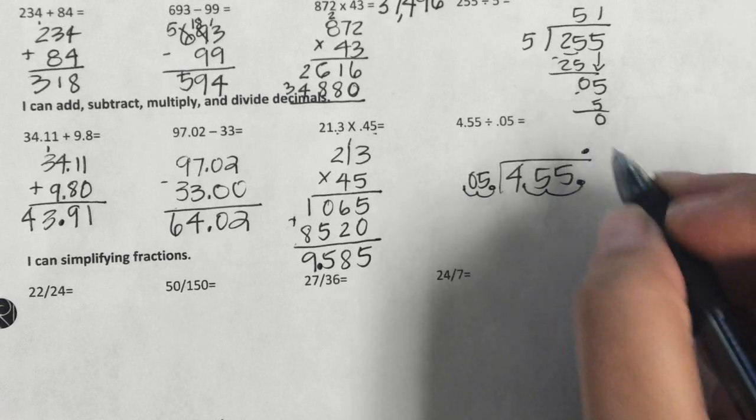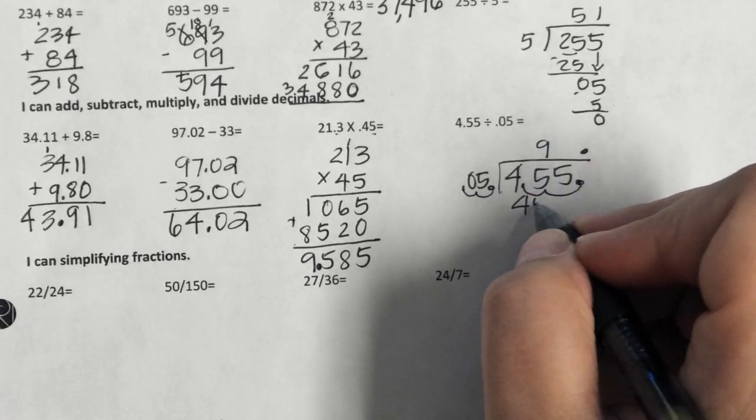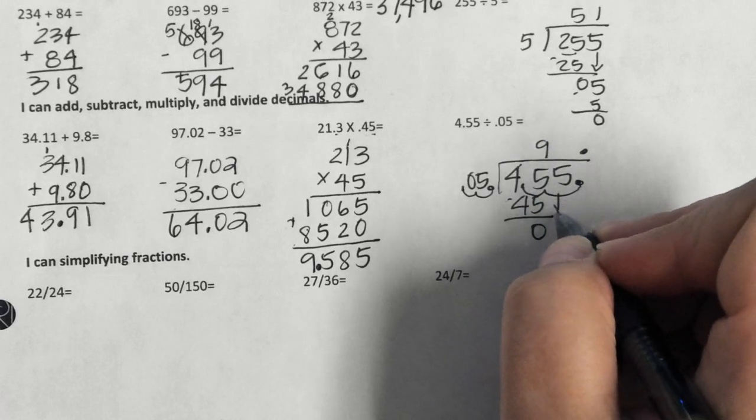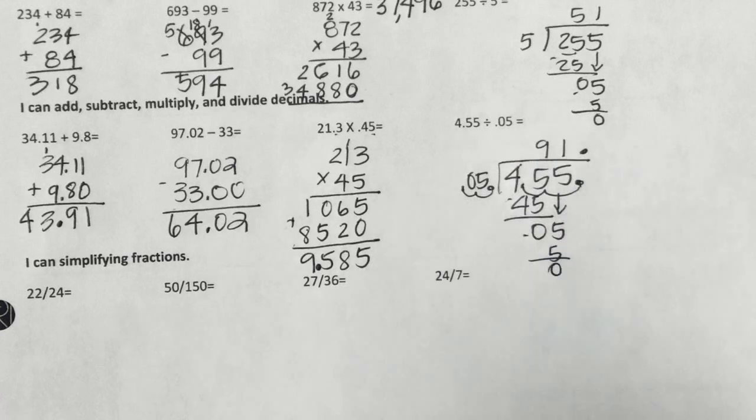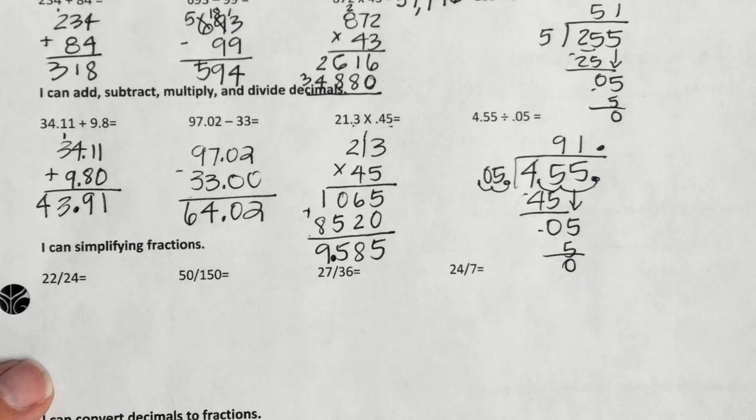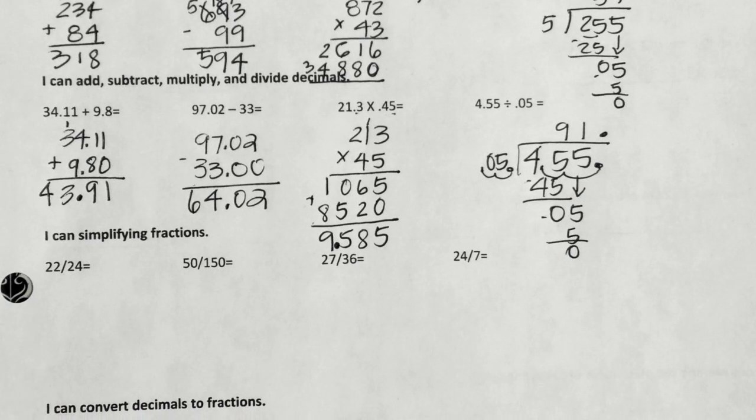Bring it straight up. How many times will 5 go into 45? 9 times. Have nothing left over. Bring my 5 down. 5 goes into 5 1 time. No remainder. Any questions about those? Good? That one really turned into 455 divided by 5, too.